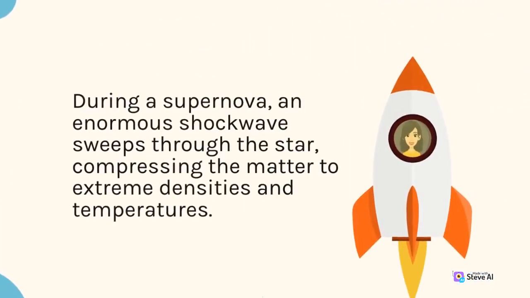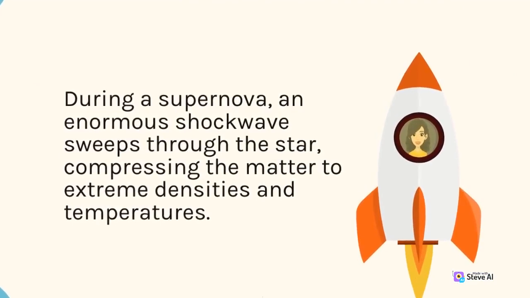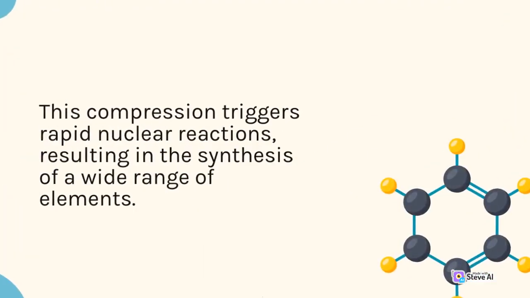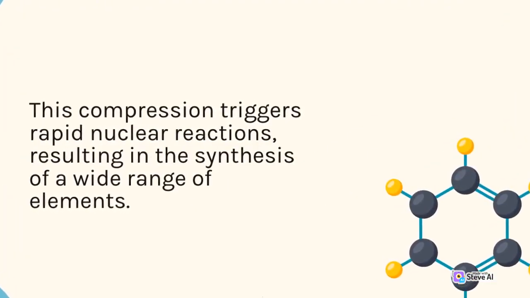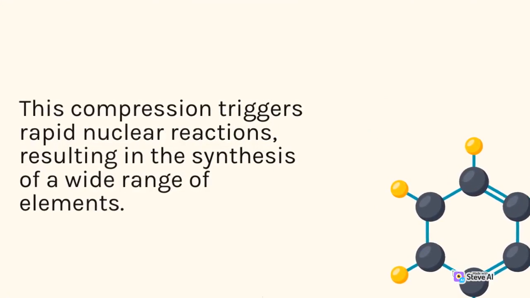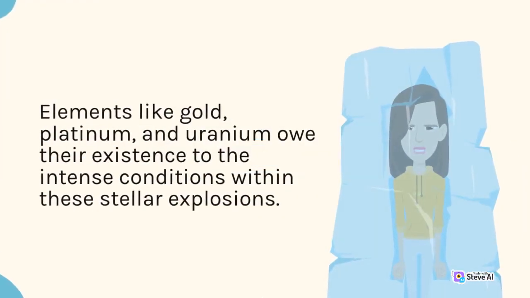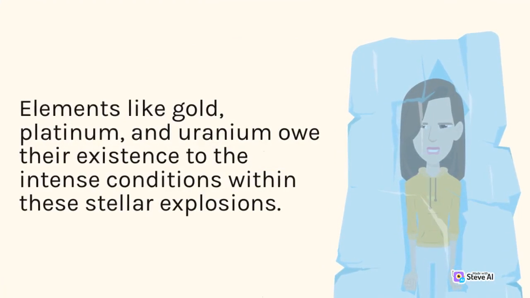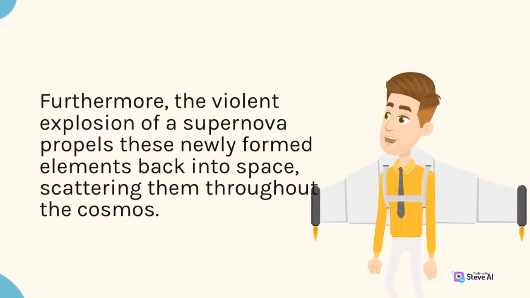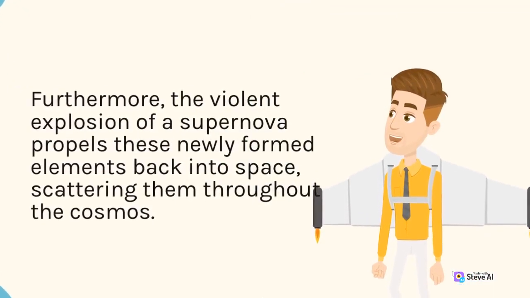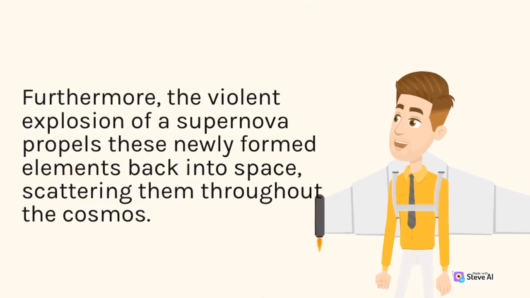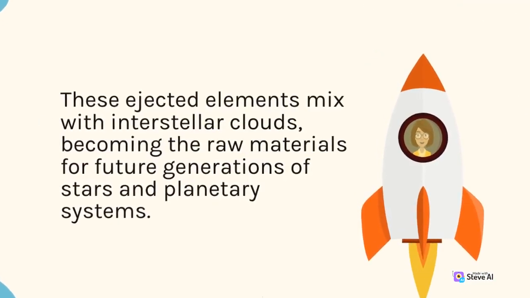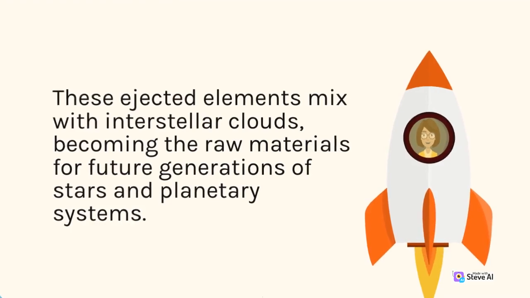During a supernova, an enormous shockwave sweeps through the star, compressing the matter to extreme densities and temperatures. This compression triggers rapid nuclear reactions, resulting in the synthesis of a wide range of elements. Elements like gold, platinum, and uranium owe their existence to the intense conditions within these stellar explosions. Furthermore, the violent explosion of a supernova propels these newly formed elements back into space, scattering them throughout the cosmos. These ejected elements mix with interstellar clouds, becoming the raw materials for future generations of stars and planetary systems.